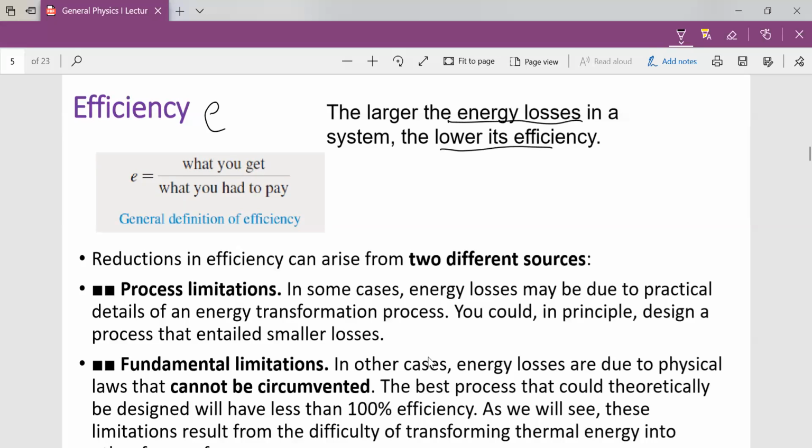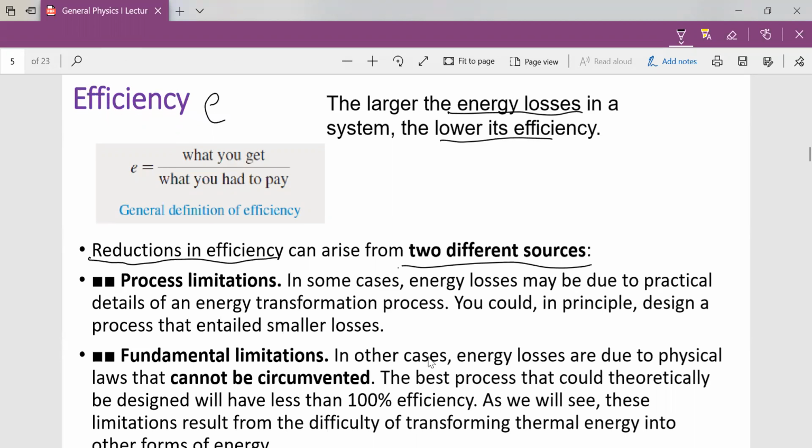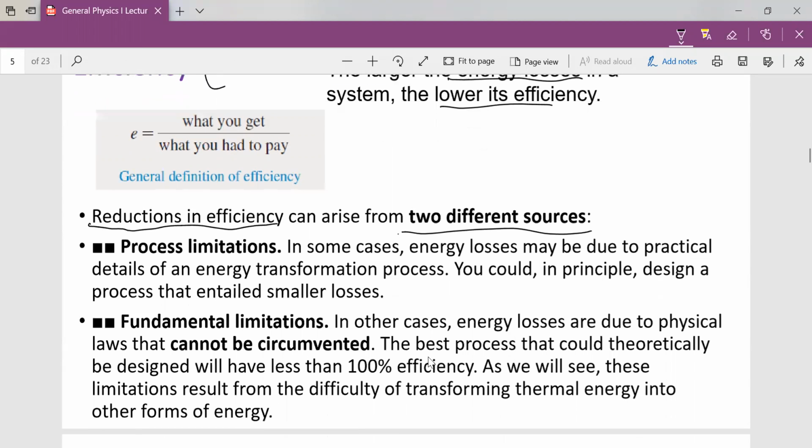Okay. So if we assume that for the previous system we just saw, we're not losing up to 25% energy to thermal energy, we will see that the efficiency at the end will not just be half, it will be more than half of what we put in. Okay. Also, we'll have two different sources that reduce the efficiency of a system. Okay. One of which is what we call the process limitations. And the second is the fundamental limitations.